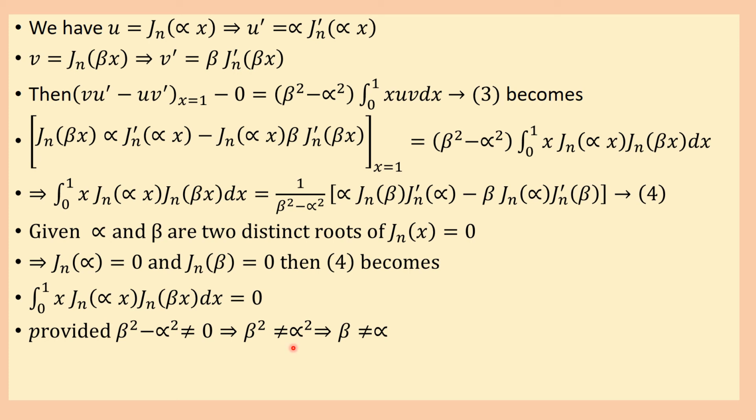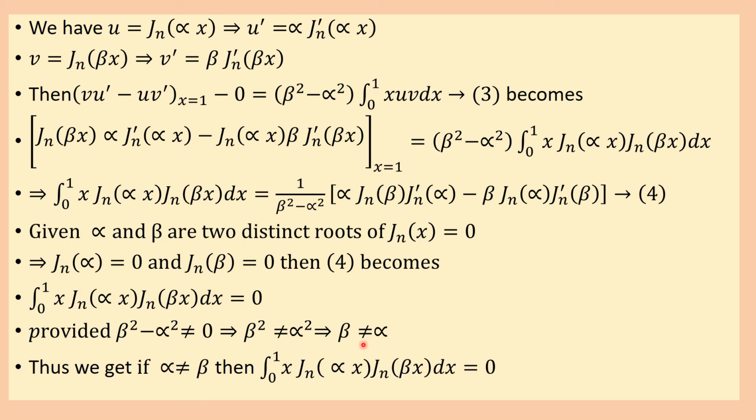That means beta not equal to alpha, because in equation 4, on the right hand side, we have 1 by beta square minus alpha square. We have to see that the denominator term should not be 0. That is possible whenever alpha and beta are distinct. Thus, when alpha not equal to beta, we conclude that integral 0 to 1 x into Jn of alpha x Jn of beta x dx equal to 0.